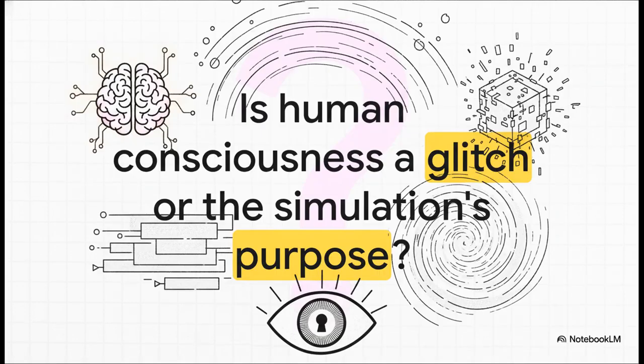Which leaves us with one last massive question to think about. If any of this is even close to being right, is our weird, unpredictable, non-computable consciousness just some kind of bug in the system? Or is it the whole point of the simulation in the first place?